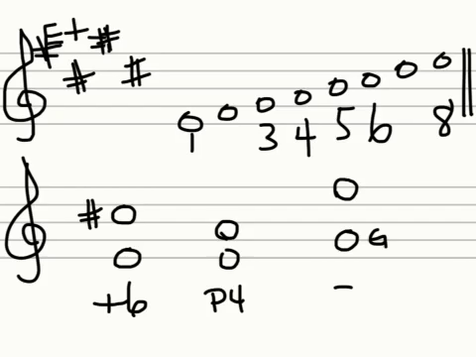So what is the number associated with this interval? 1, 2, 3, 4, 5, 6, 7. So that would be a minor seventh. If I had this as F sharp, like it states in the key signature, then it would be a major seventh.